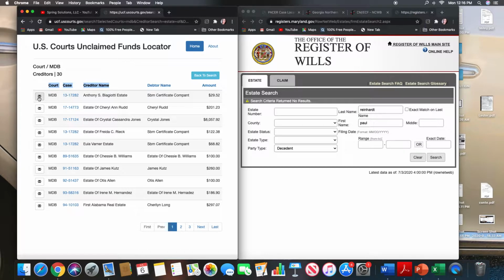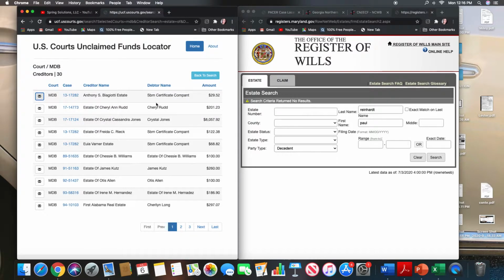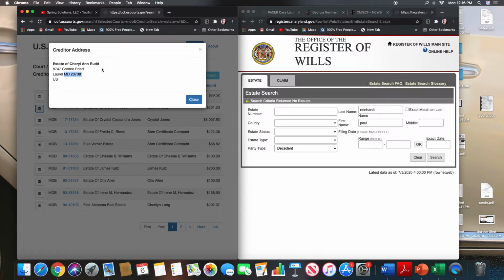So just keep that in mind when you're clicking on the envelope. See, this right here says that this individual is actually in New York because that's where he died. So just keep that in mind. This one here is in Maryland, right? So I'm going to use this one as an example.